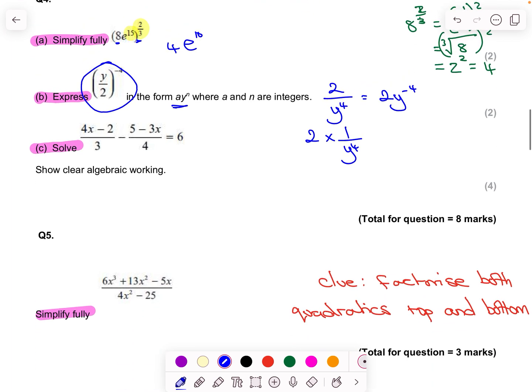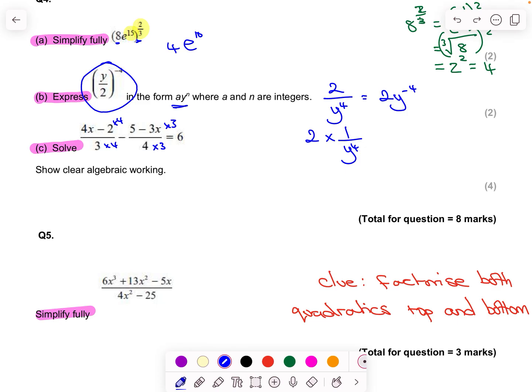Next one. We want to solve this. Again, let's make the common denominators. We're going to make both denominators 12. So I'm going to multiply the first one by 4 and the second one by 3. And so then let's do this. And because I'm changing both, then that's okay. It's still the same fraction. We're just putting it all over one denominator.